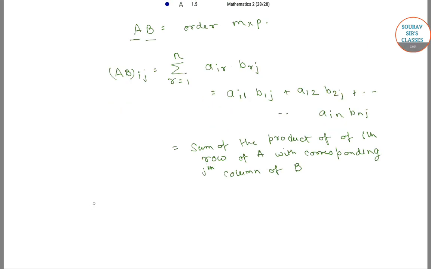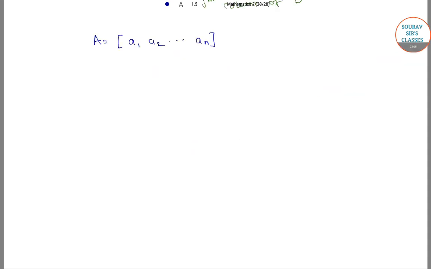Now, let A be a row matrix. If A is a row matrix with elements A1, A2, so on till An, and B is a column matrix with elements B1, B2, so on till Bn, then AB is equal to A1B1 plus A2B2 plus so on till AnBn.